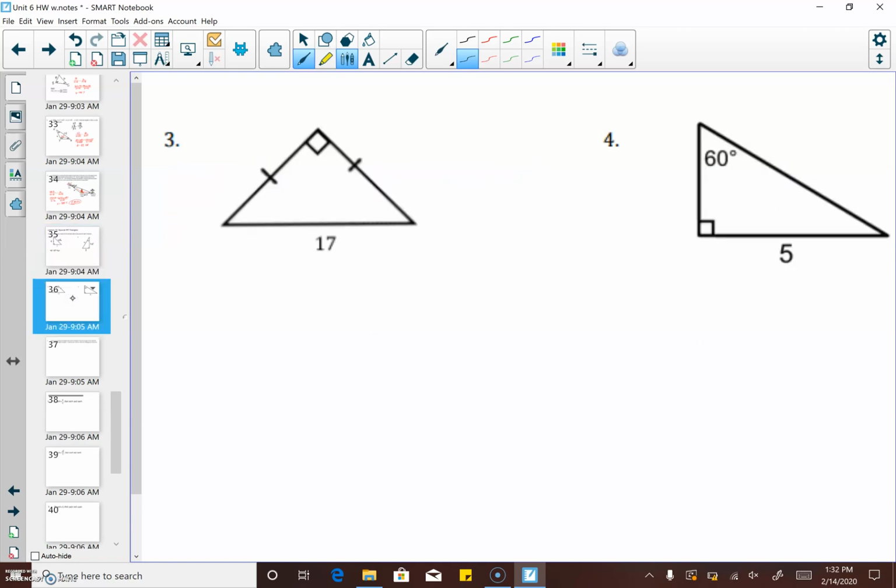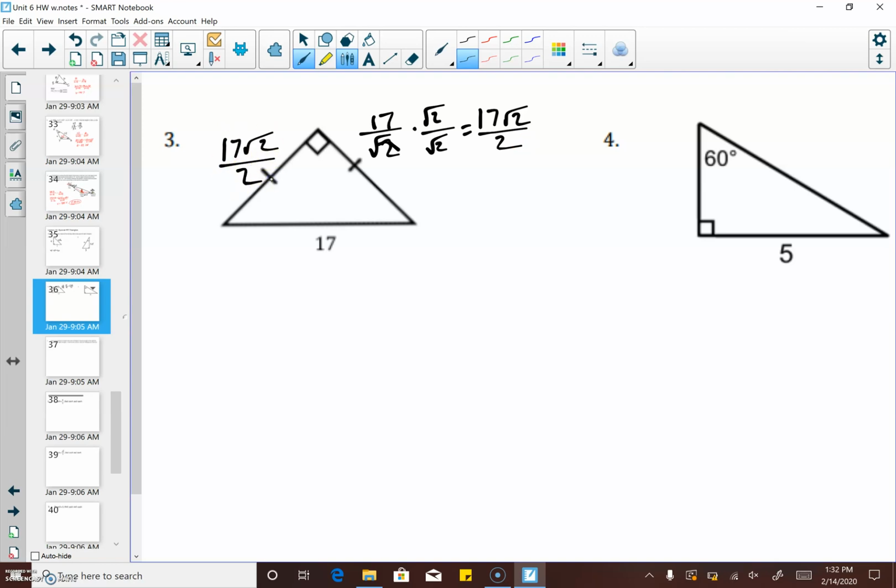They get a little more challenging. So here, 45, 45, 90. You see the congruency marks. So the rule is you take the hypotenuse and you divide by the square root of 2. Well, we have to rationalize, so square root 2 on the top, square root 2 on the bottom, and that gives us 17 square root 2 over 2 for each of them. And nothing simplifies, so we have to stay right there.